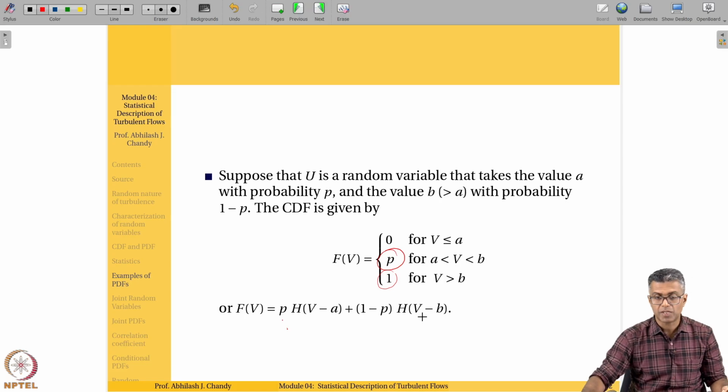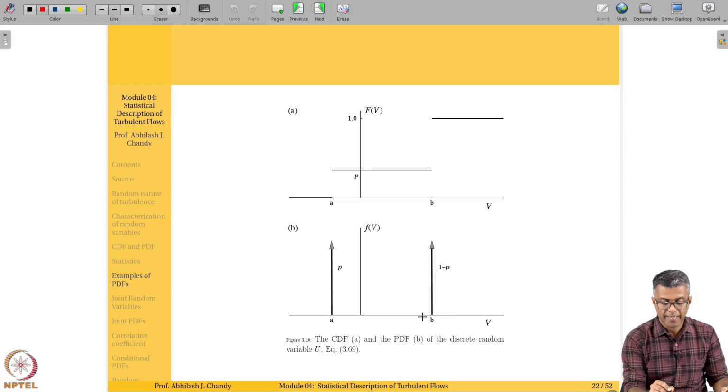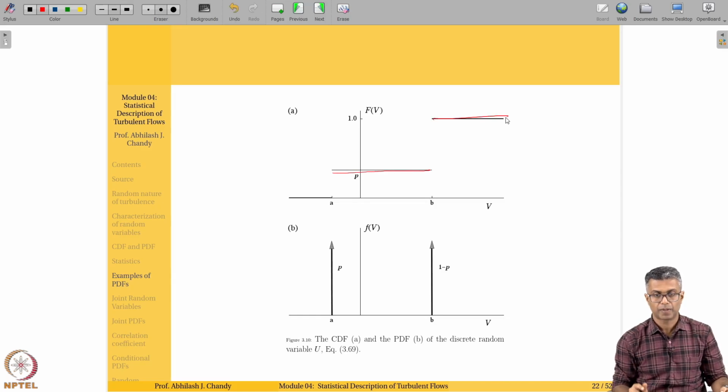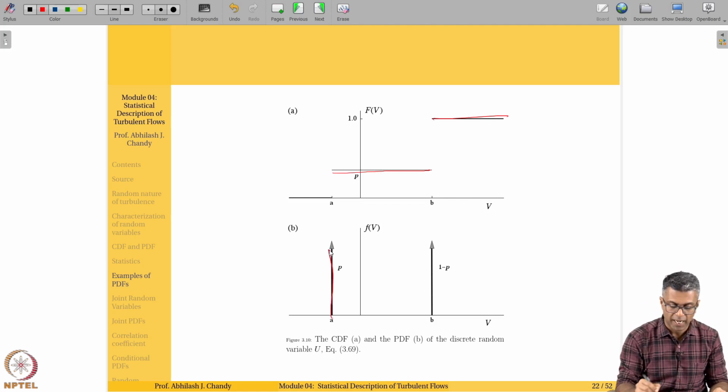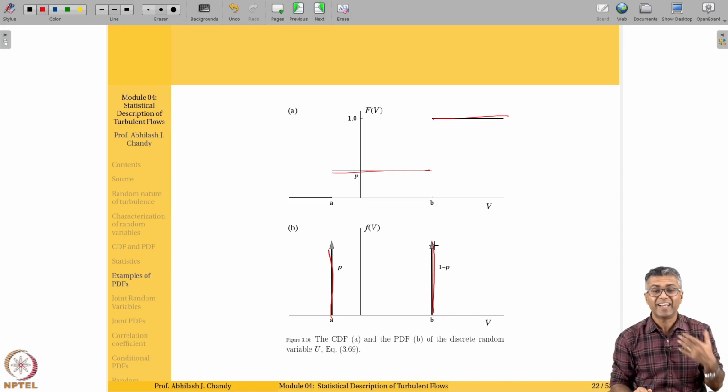So what happens, as is shown in this figure, is that between a and b, it has a value of p, and above b, it has a value of 1. Less than a, it has a value of 0, meaning the probability is 0. But between a and b, the probability is p, and above b, the probability is 1. So you can see this discrete probability by two delta functions here, because the derivative of a Heaviside function is a delta function.